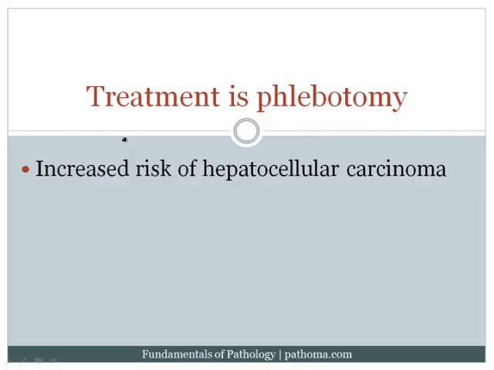Patients who have hemochromatosis can be treated by phlebotomy. The idea here is to remove red cells, and of course red cells contain iron, which would decrease the iron load. Also important to note, there's an increased risk of hepatocellular carcinoma. Again, that's because the iron will generate all of these free radicals, and free radicals can damage DNA, which would then increase the risk of potential mutations to form hepatocellular or liver carcinoma.